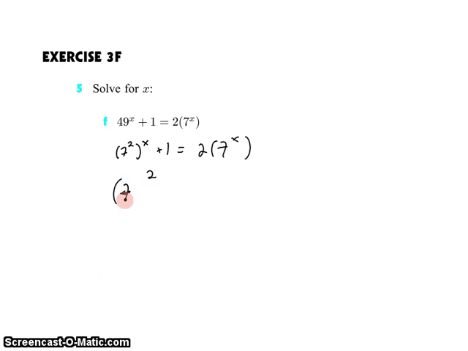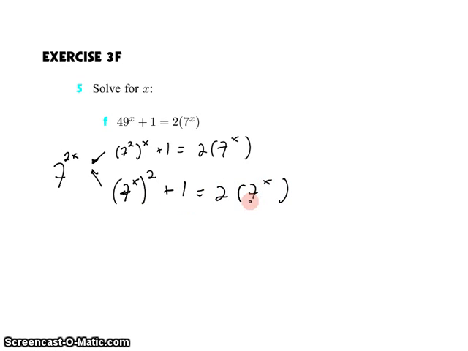If you don't recall, the reason that these two are equal is because they both simplify to 7 to the 2x. Using index laws, you multiply the indices. And 2x is the same as x times 2. So these two are the same. All right, what does that get me?